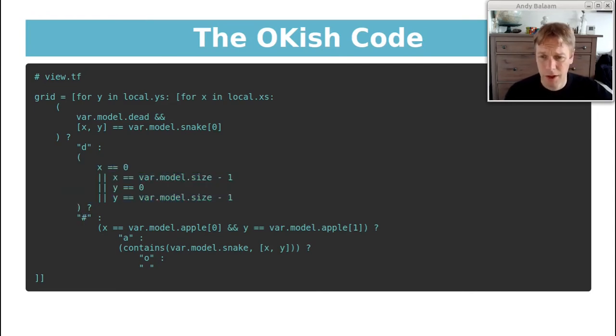So as you can see, this is not too bad, right? We've got a model, which is our whole snake game, in fact, which looks a bit like that initial model. And the first time we run this, it will actually be that initial model that we passed in. And we're just taking that model and turning it into an array of arrays of letters, which describe our game state. So that's what the view module does.